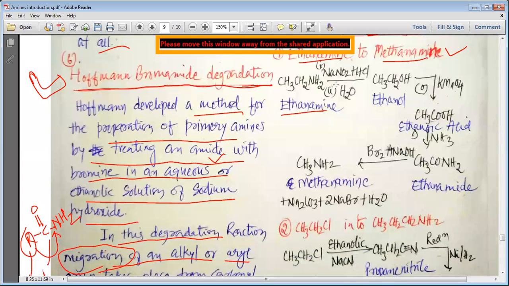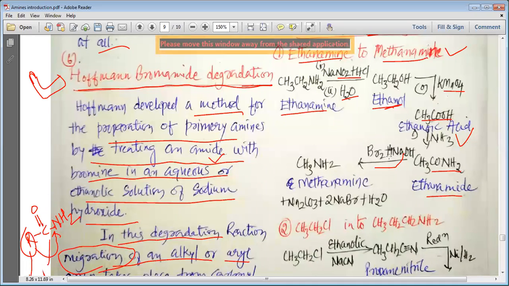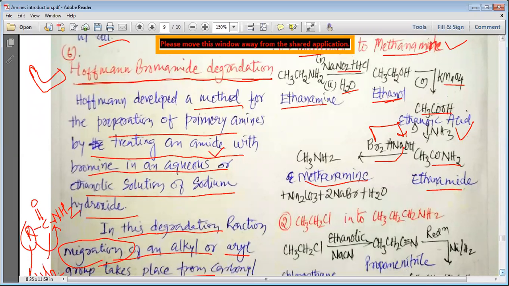So suppose you have ethanamine, you allow it to react with NaNO2 and HCl, and then you get the diazonium salt, and this diazonium salt on reaction with water gives us ethanol. Ethanol, when it is oxidized by the KMnO4 solution, gives us ethanoic acid, and ethanoic acid on reaction with ammonia gives us ethanamide. This ethanamide on the Hoffmann bromamide degradation, that is the reaction with Br2 and NaOH, gives us methanamine. So ethanamide can be easily converted to methanamine by the Hoffmann bromamide degradation.